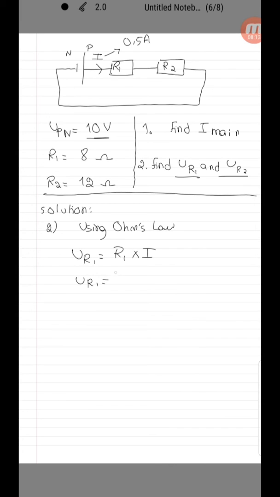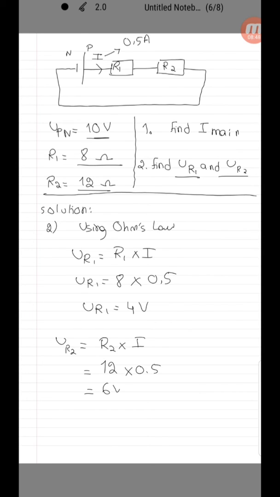So UR1 equals R1, 8 ohms, times I, 0.5 amperes, so U of R1 equals 4 volts. Now to find U of R2, it is equal to R2 times I. R2 is 12 ohms, and the current of R2 is also 0.5 amperes, by the law of uniqueness of current in series. So it is equal to 6 volts. So U of R2 is equal to 6 volts.